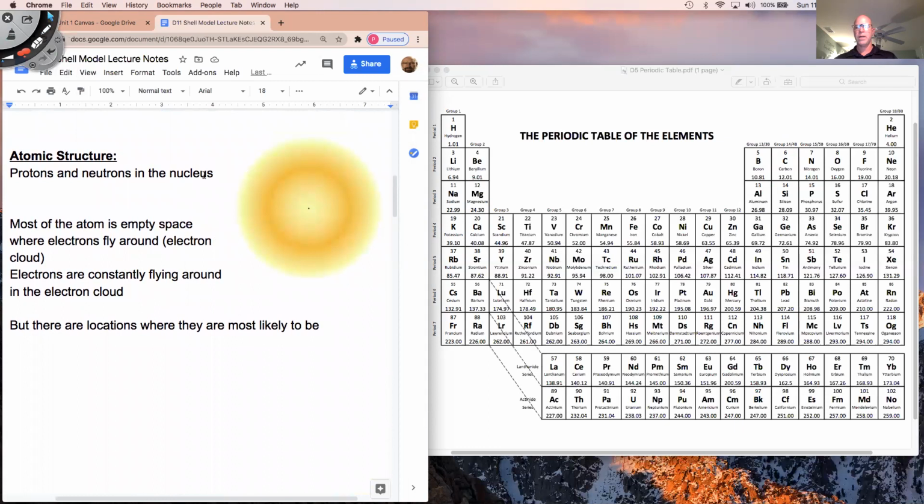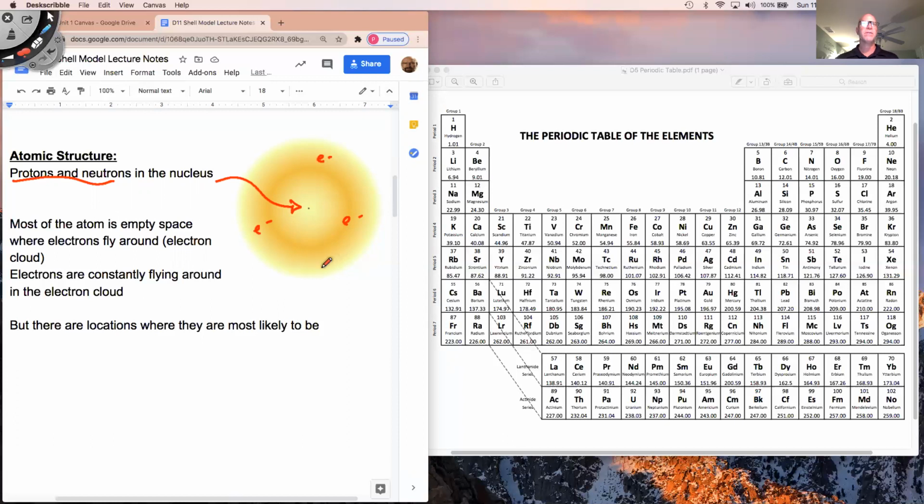So what really is a model? Well, there's really no drawing that I can show you that truly shows what an atom looks like. It's just an artist's rendering of what an atom looks like. But the general idea is this image right here. You have this little dot right in the middle, and that's where the protons and the neutrons hang out. And then flying around the outside, we have these electrons in these electron clouds. They fly around and around and around. Most of this atom is made up of empty space.